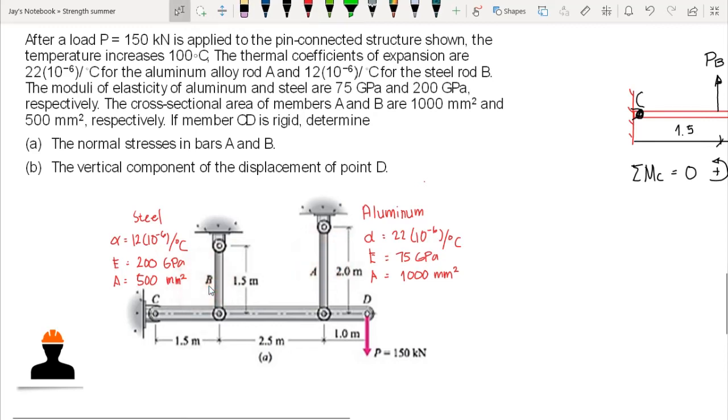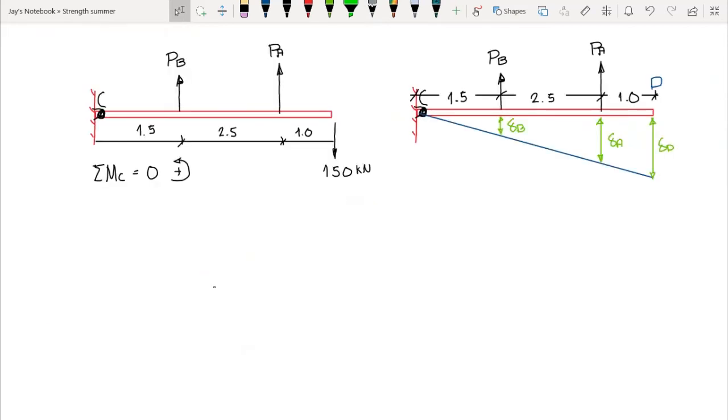Now, since we are looking for the perpendicular stress, therefore we need to compute its axial force in each member A and B. Okay? So we could create an equation by summation of moment with respect to any point. If we have 150 kilonewton acting at D, it would create a reaction at bar B and bar A. Okay, so these are the axial forces in both bars.